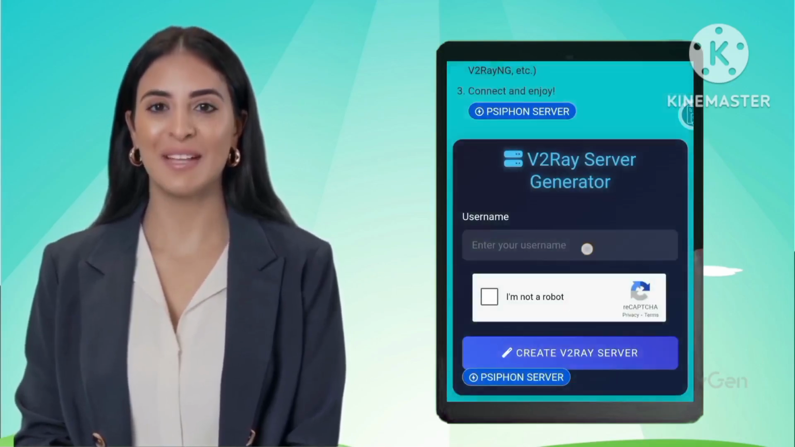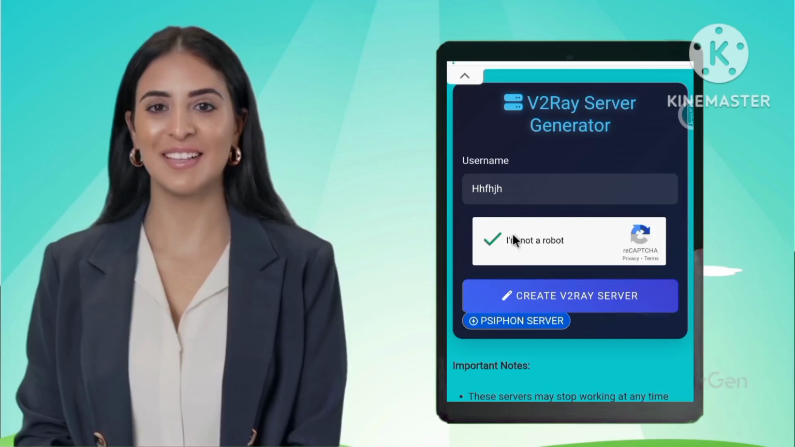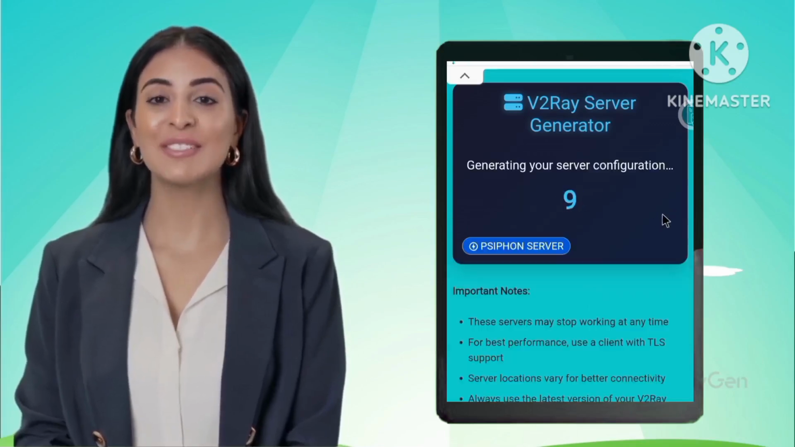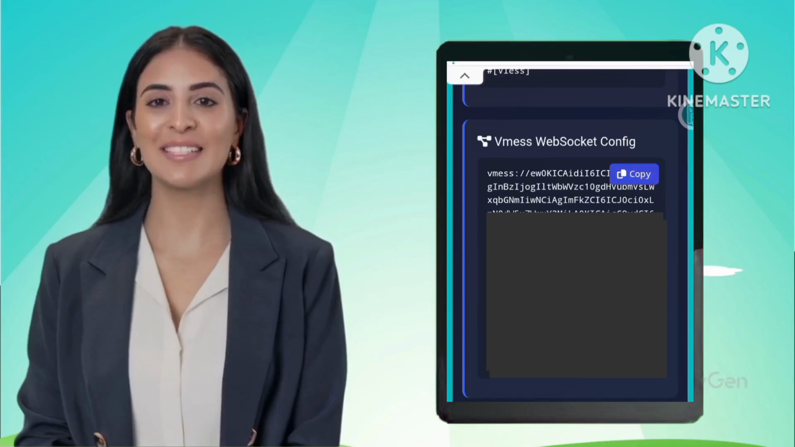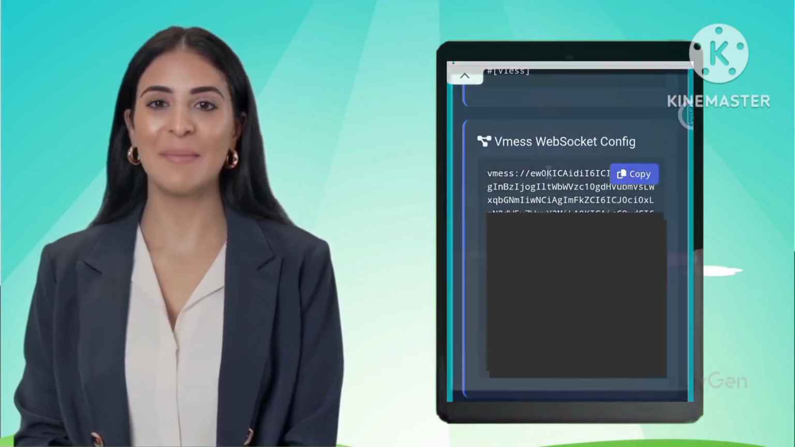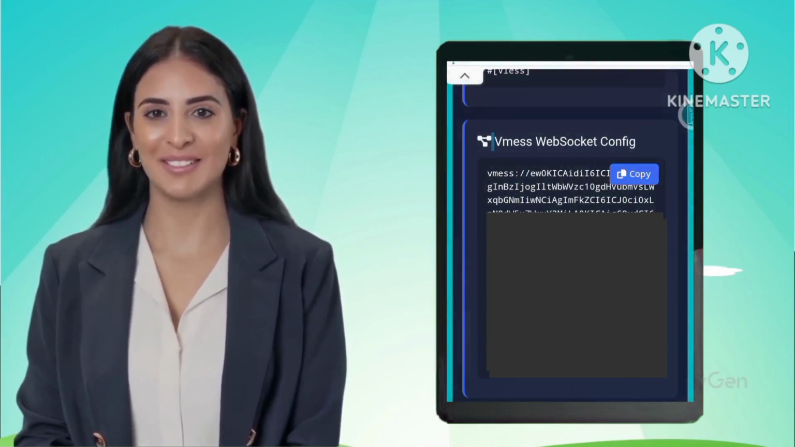Fill in a username and complete the I'm not a robot reCAPTCHA verification. Click on Create V2ray Server to generate your server. You'll see a list of different configurations. Choose the V2ray config that best suits your needs. Tap Copy to automatically copy your preferred V2ray account details.